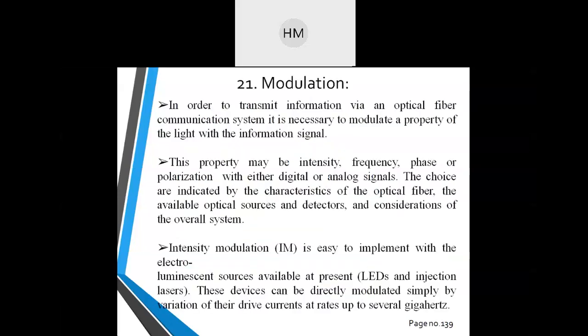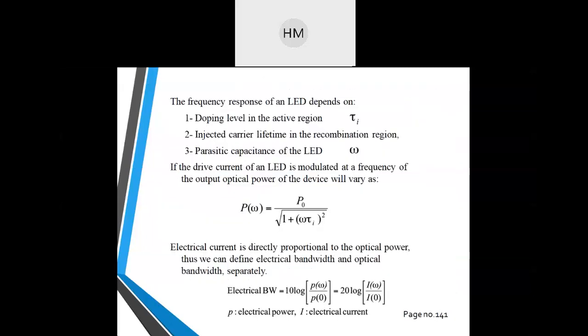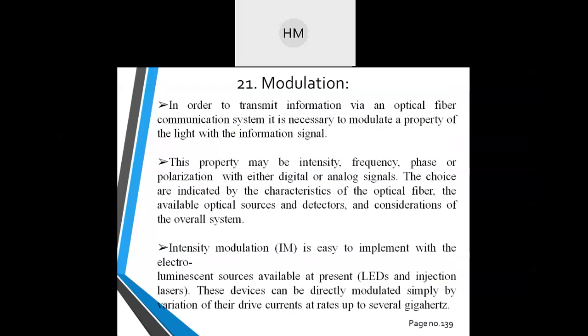Then it is modulation. Intensity modulation is easy to implement in LEDs. In order to transmit information in an optical fiber communication system, it is necessary to modulate a property of light with the information signal. Whenever in a normal communication system you transmit a signal, you are modulating. Here also modulation is required. But which type of modulation will we use here? Till now, you haven't studied this modulation technique. So intensity modulation will be used.